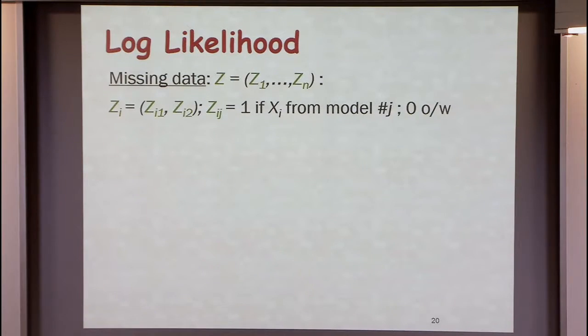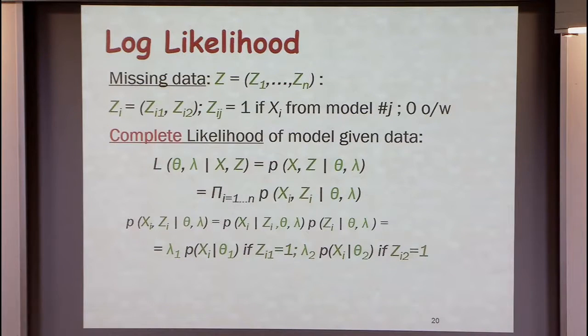Now, what is the missing data that we have in this problem? We don't know if an Elmer is generated by model 1 or model 2, by the motif model or the background model. If we had this information, we could actually solve the problem very easily. We could just take all of the binding sites, calculate the frequency in each position, and we are done. So the complete likelihood, in this case, would be the probability of X and Z, given the parameters.